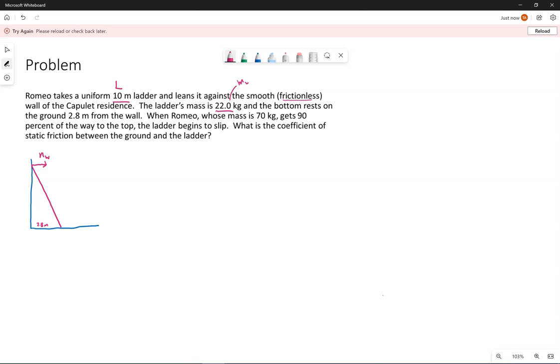So I have the wall's normal force. I know the ground is pushing upwards with the normal force. I'll call that one just N, whereas N sub W is the normal force with the wall. We know the ladder itself, because they tell us it's a uniform ladder, that means we can say the force of gravity acting on the ladder because of its own mass is acting exactly in the middle. And then Romeo is going to be standing on the ladder, so mass of Romeo times G.